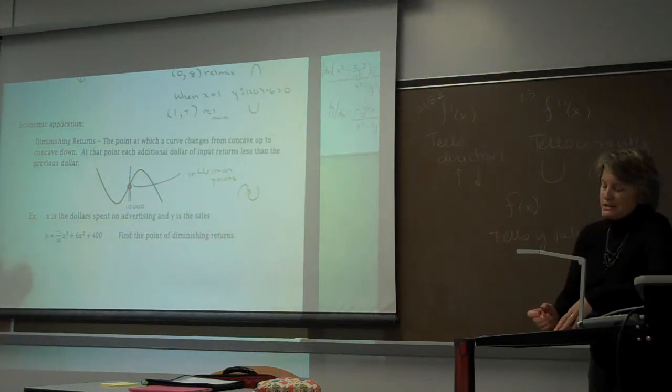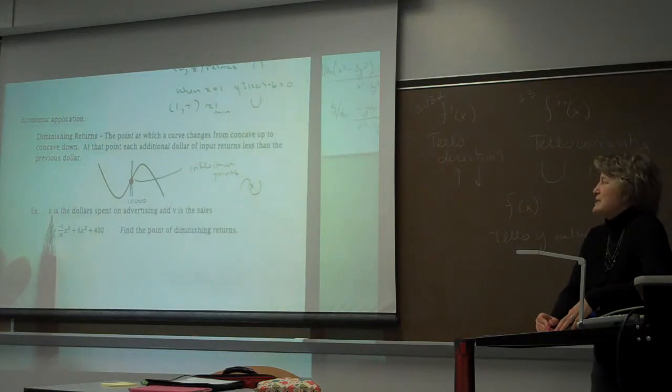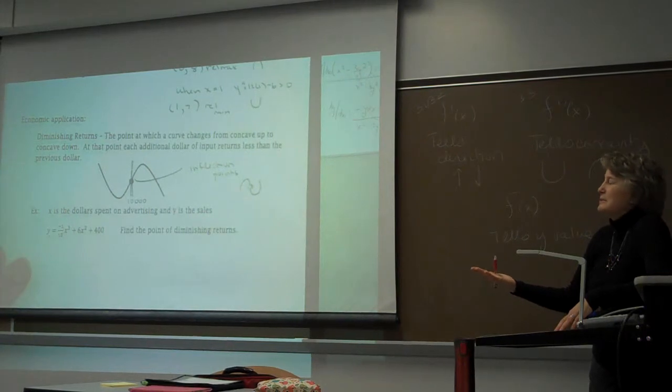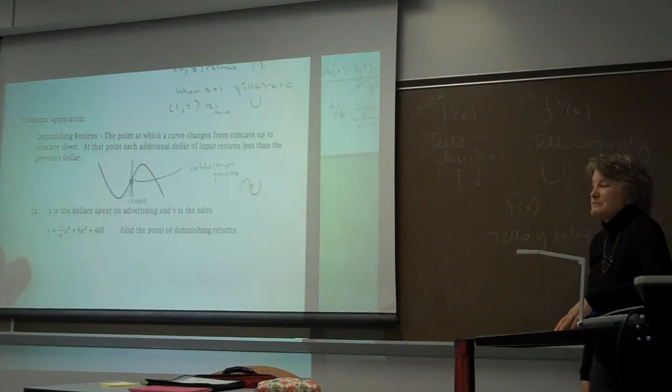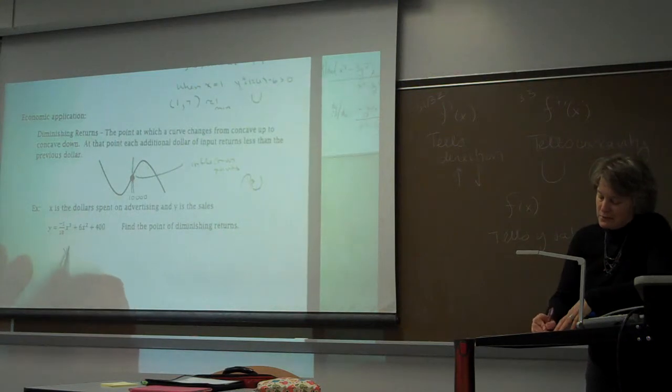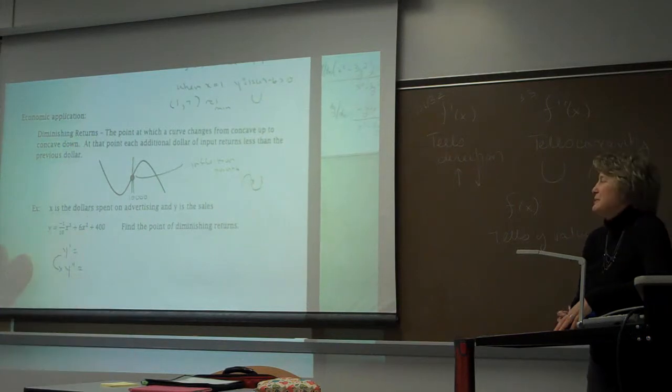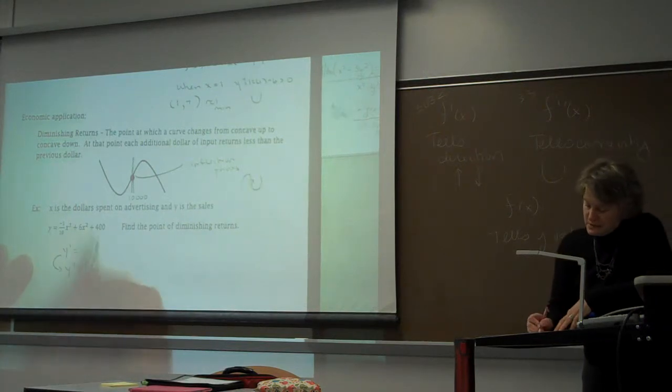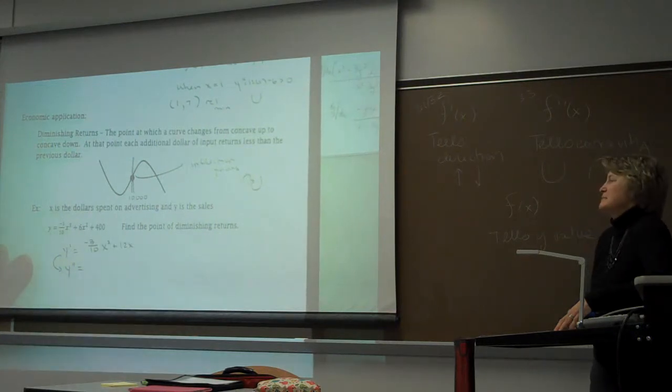So here's an example. I'm spending this much money on advertising, and it yields this much sales. And I'm trying to figure out, when should I stop putting money into advertising? When do I hit that point of diminishing returns? So I've got to go from the first derivative immediately to the second derivative, because the first derivative is not going to tell me about concavity. So I'll take the first, but only because I need the second.